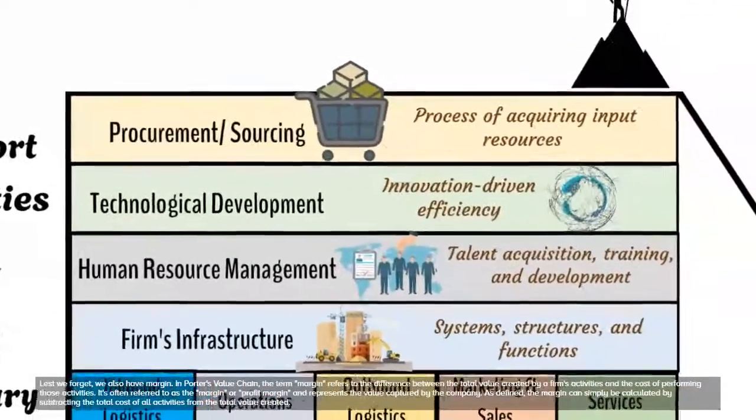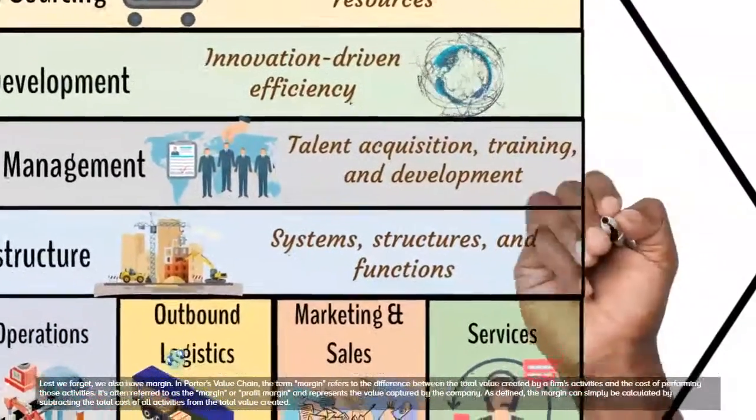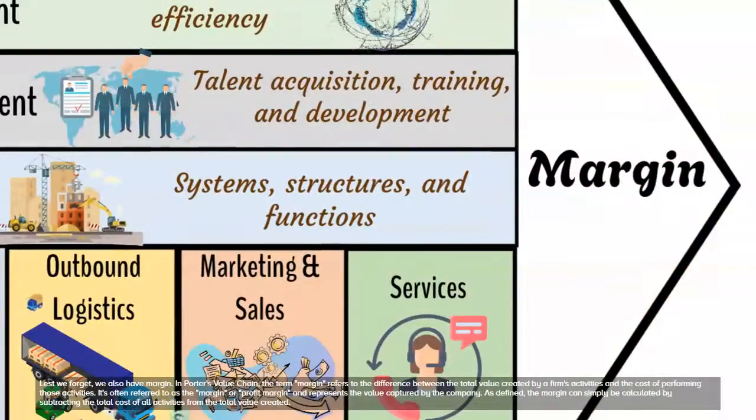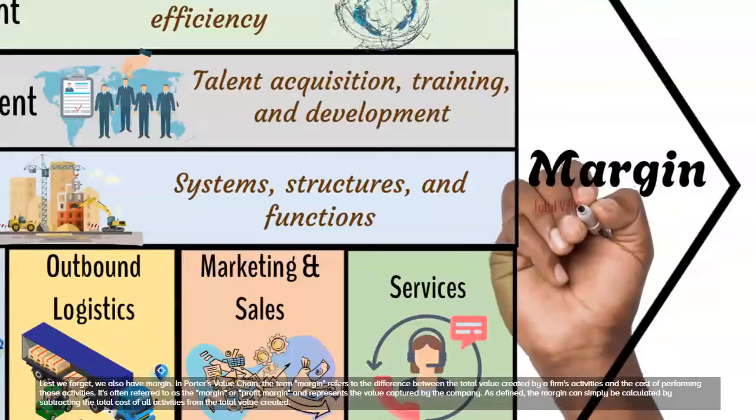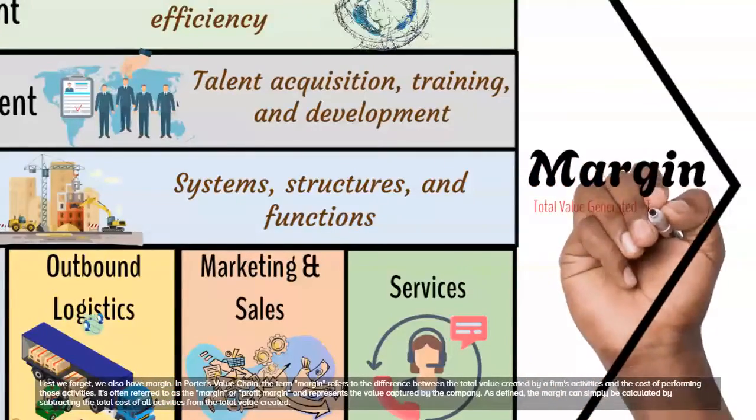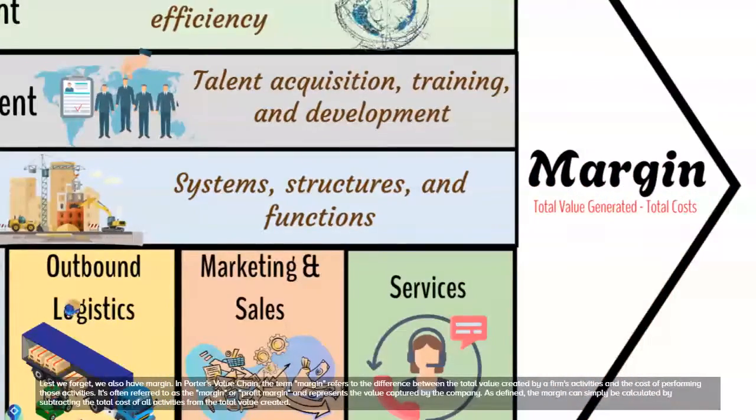Lest we forget, we also have margin. In Porter's value chain, the term margin refers to the difference between the total value created by a firm's activities and the cost of performing those activities. It's often referred to as the margin or profit margin and represents the value captured by the company. As defined, the margin can simply be calculated by subtracting the total cost of all activities from the total value created.